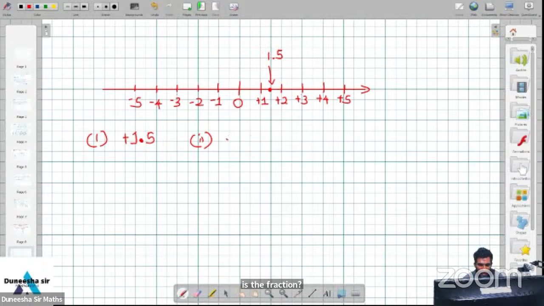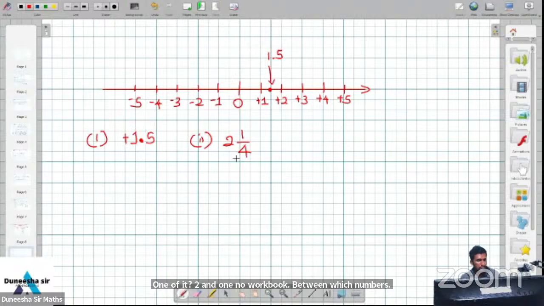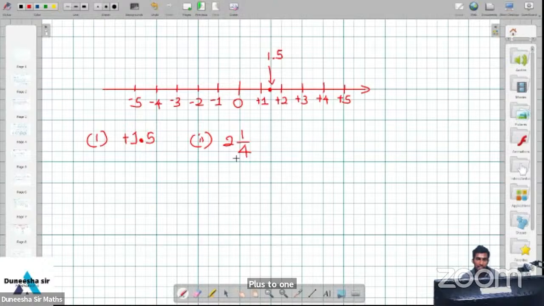Then 2 and 1/4. Between which whole numbers? +2 and +3. Yes, +2 and +3. Which side is it closer to? It has gone 1 out of 4, so it is closer to the +2 side. Then 2 and 1/4. Can you get it?